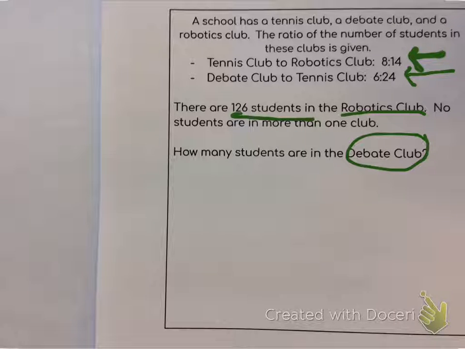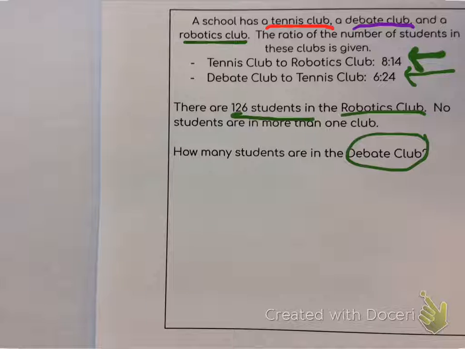So there's a lot of information in this problem. So first we're going to break it down a little bit. First, we know we have 3 clubs. We have our tennis club, we have our debate club. Let's underline it. And we have our robotics club. Now, it tells us some information about those 3 clubs down here.